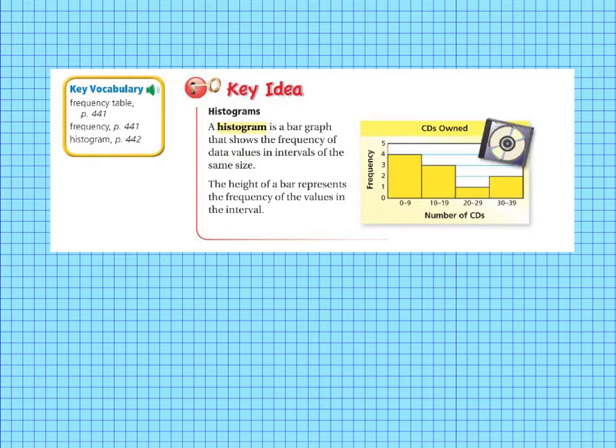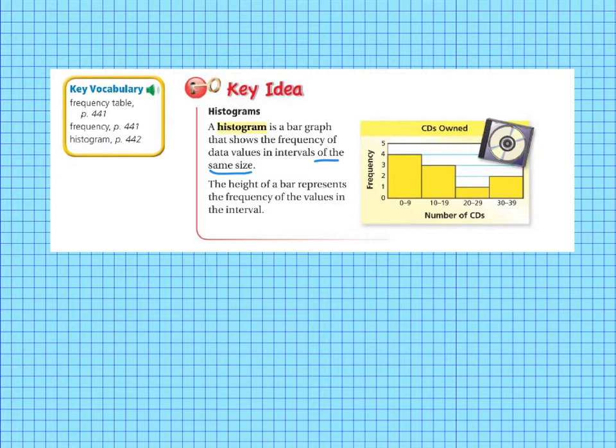We're going to start today's lesson with a key idea about histograms. A histogram is a bar graph that shows the frequency of data values in intervals of the same size. That's an important part. The height of a bar represents the frequency of the values in the interval. So let's take a look at this example. It's about how many CDs somebody owns.